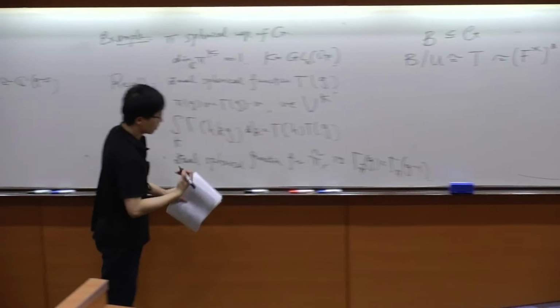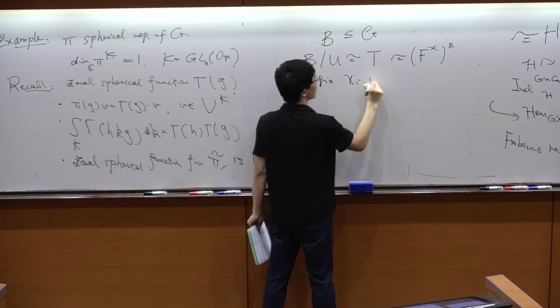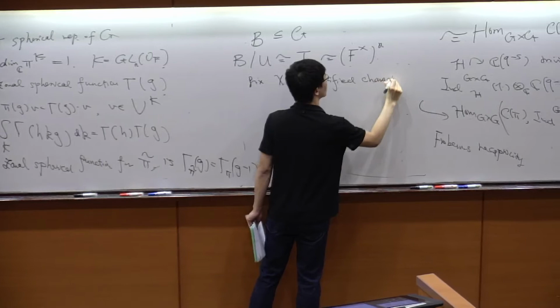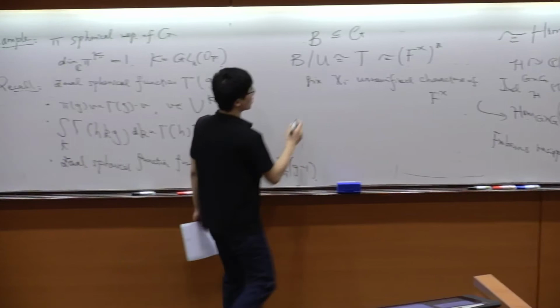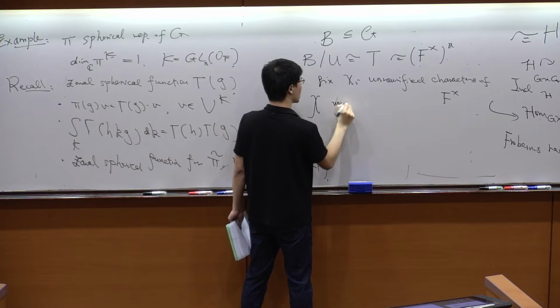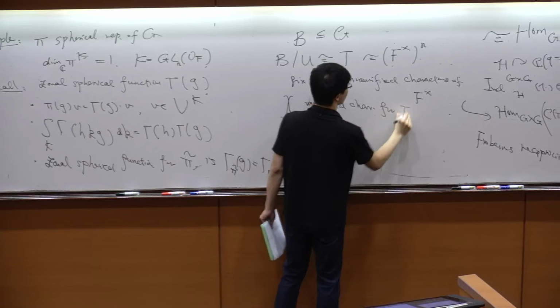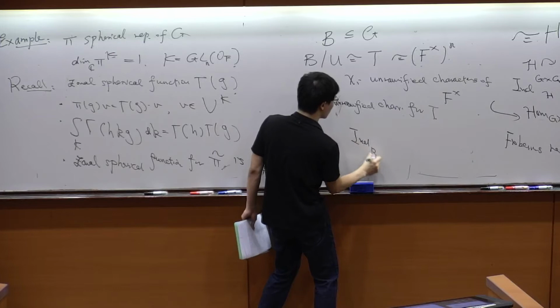Then we fix n unramified characters chi_i, one for each copy of F cross. Then we can form an unramified character chi for T. Then we can form the full induced space, Ind from B to G of chi. Then the following theorem is proved by Borel, Matsumoto, and Casselman.